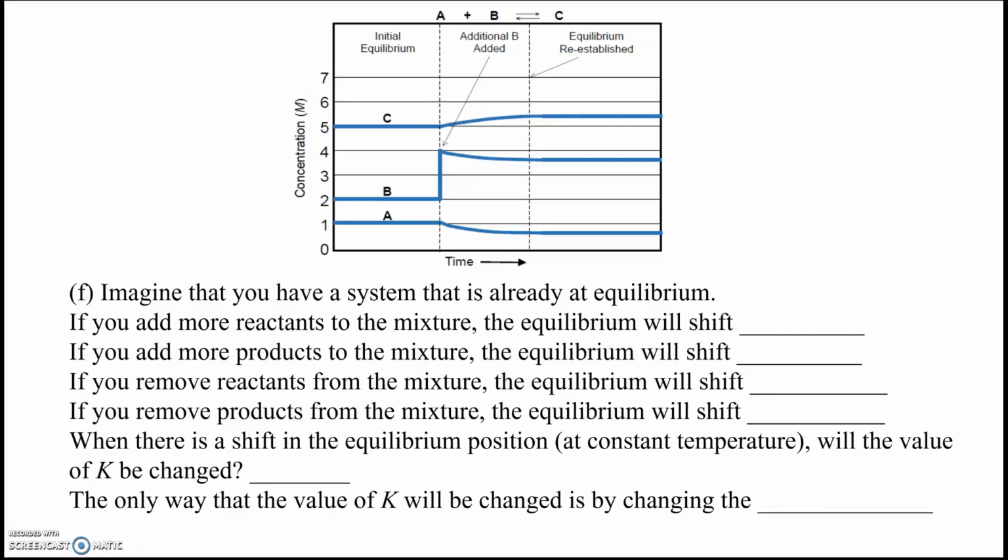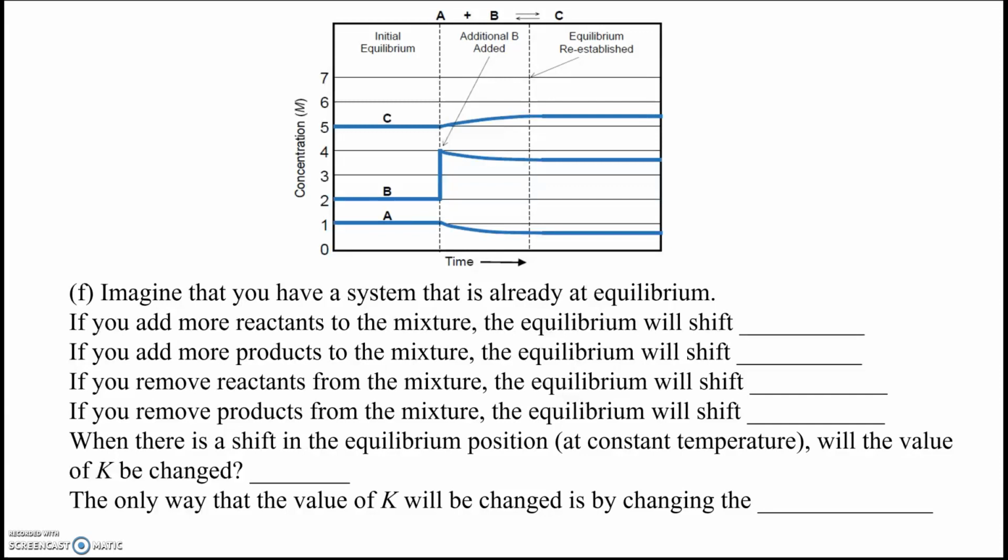All right, this should be our last video in equilibrium. We're looking at question F. Imagine you have a system that's already at equilibrium. We're going to consider what happens when we disturb this system, when we do something to the system. And we're looking up here at this picture.